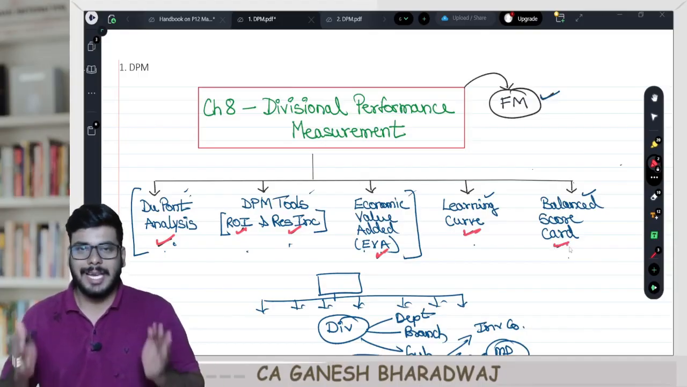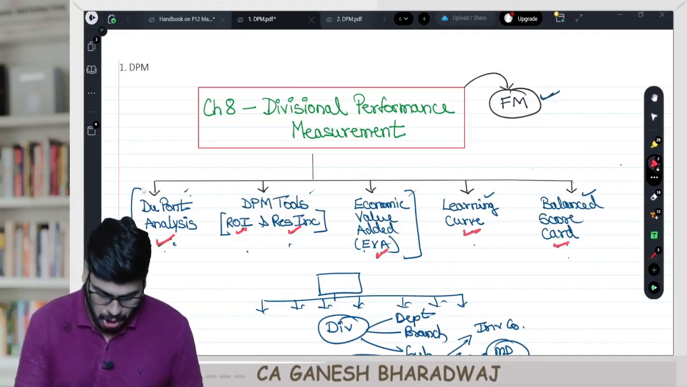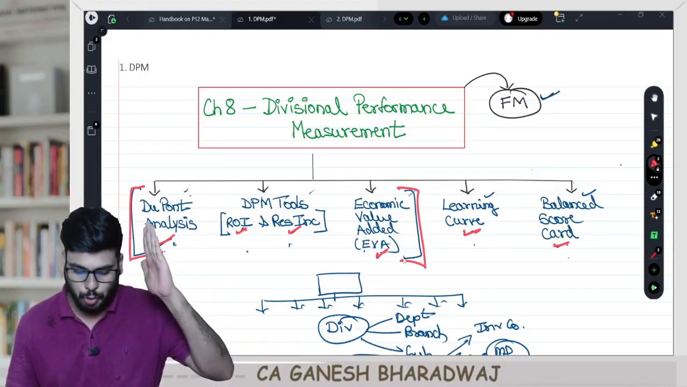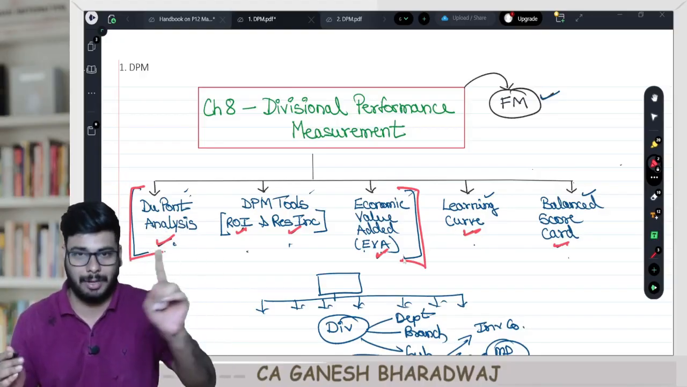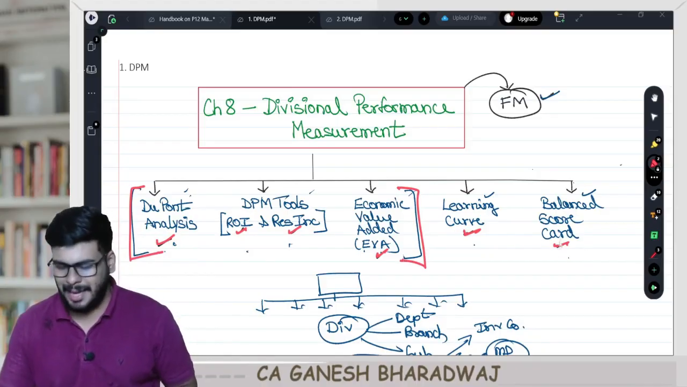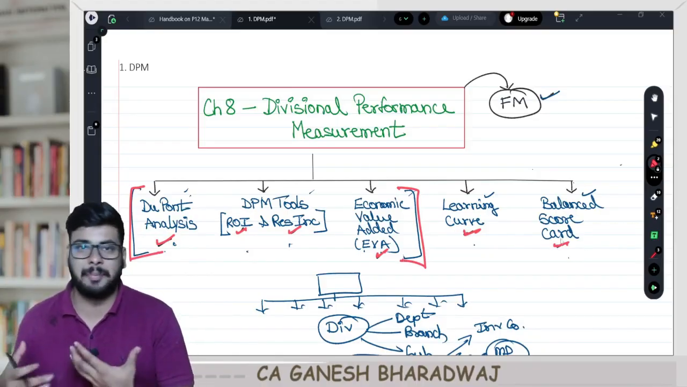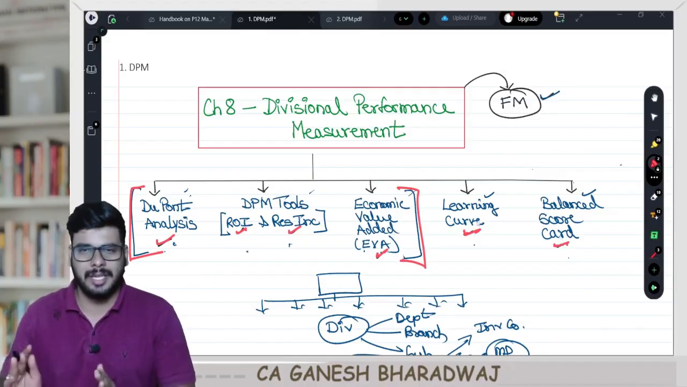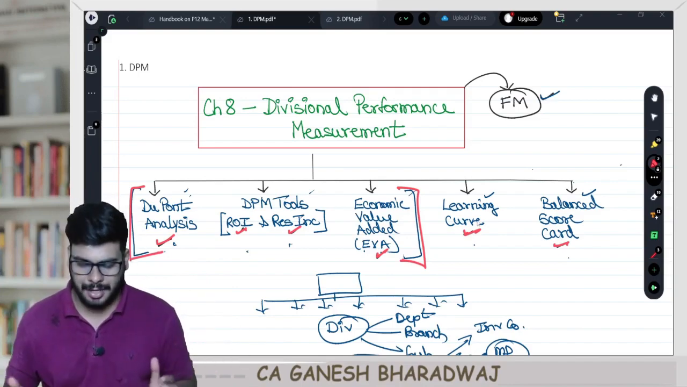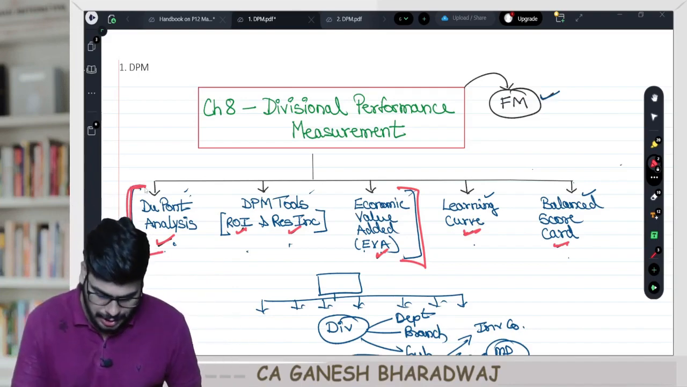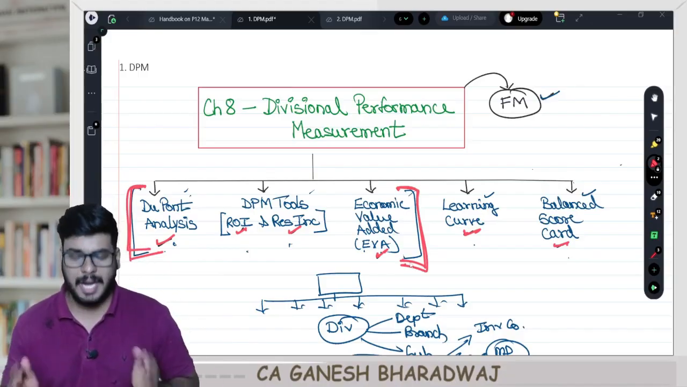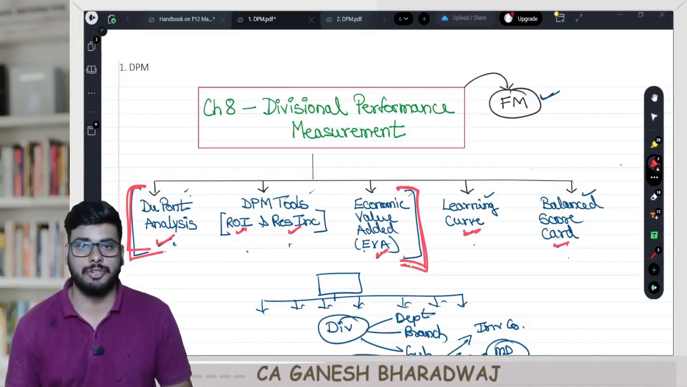Now, in this marathon, we will be covering these 3 segments. That is your Dupont analysis, your DPM tools, that is ROI, residual income, and economic value added. The learning curve and balanced scorecard, balanced scorecard anyways is more of a practical theory in nature, right? And these 2 alone, we will be discussing in depth in our regular lectures. But in our marathon, these 3 we will be covering. Clear with this, guys?